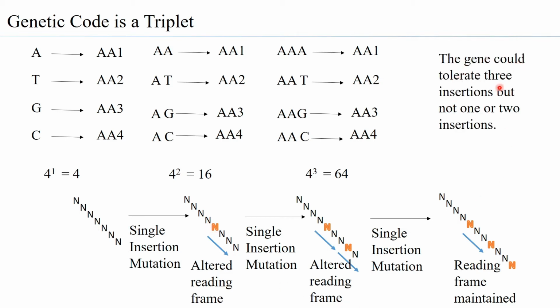So the gene could tolerate 3 insertions, but not 1 or 2 insertions. And therefore, it was indicative of the fact that 3 nucleotides code for 1 amino acid, and the reading frame did not change. If it is a singlet or a doublet, the reading frame changes. But if it is a triplet, the reading frame does not change. So this is how they understood that the genetic code is definitely a triplet.